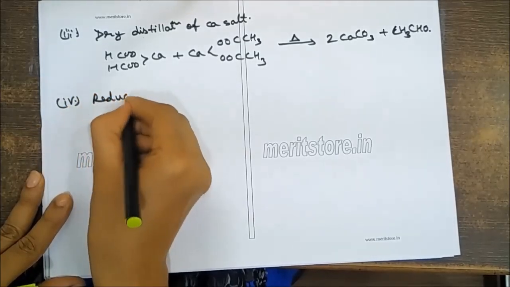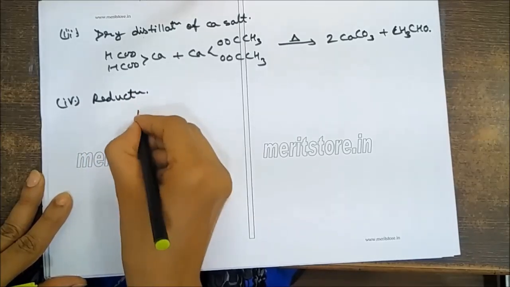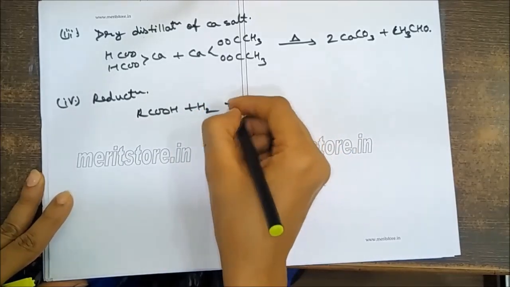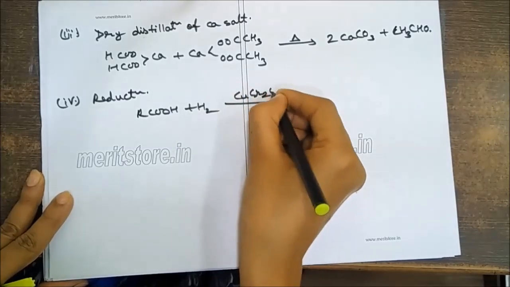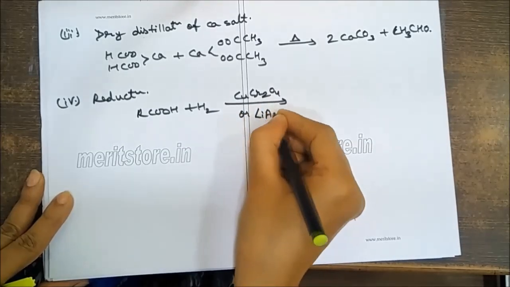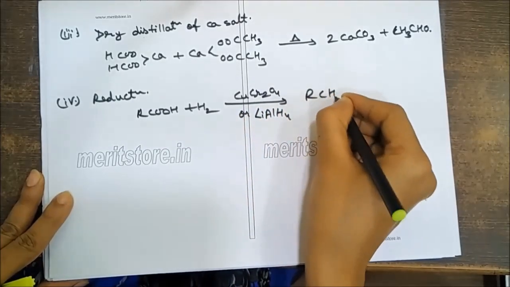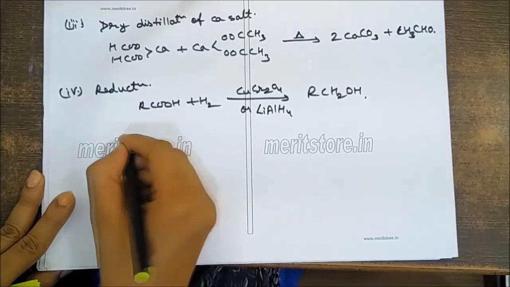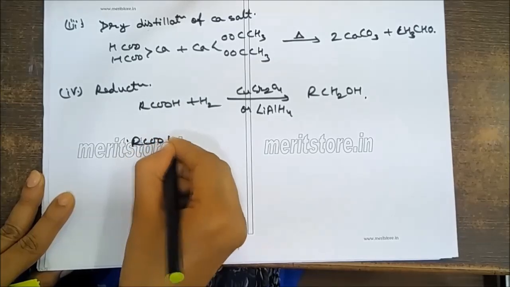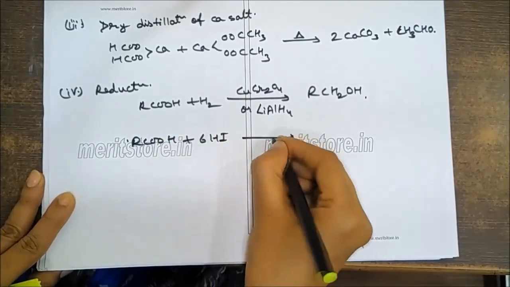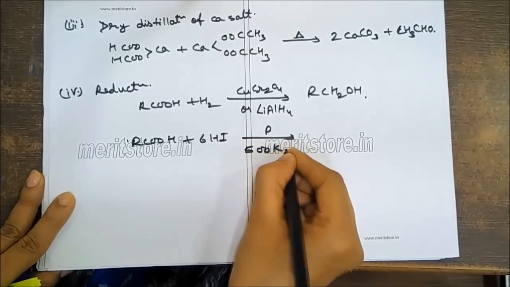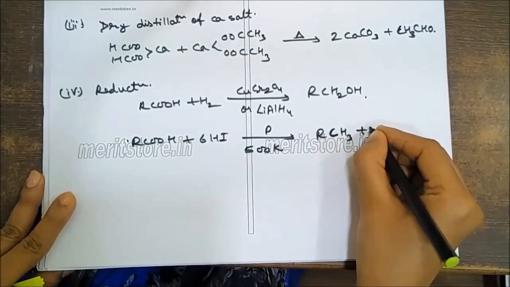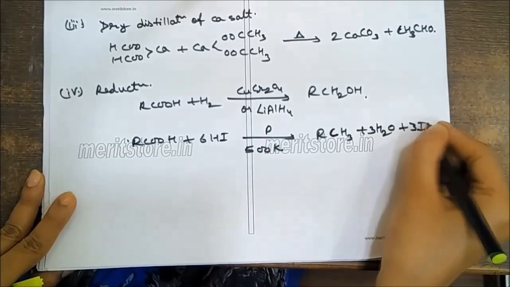Reduction. Acids on reduction in presence of copper chromate or lithium aluminum hydride will give alcohol. If it is reduced in presence of hydroiodic acid and phosphorus at a temperature of 500 Kelvin, complete reduction happens and we'll get alkane and iodine.